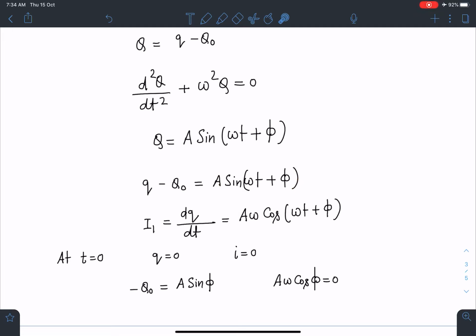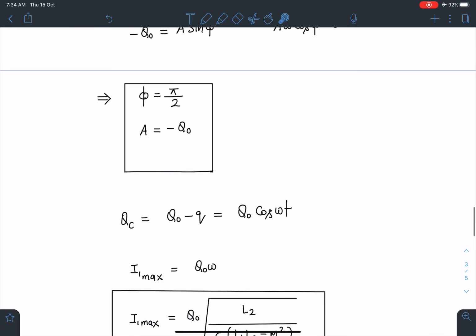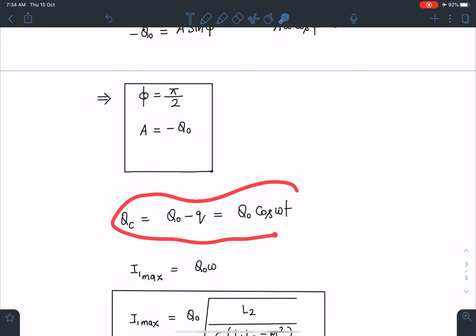So charge on the capacitor is q naught minus Q at any time t. So that is going to be q naught times cos omega t. So this is the charge on the capacitor as a function of time. This is the answer for this.